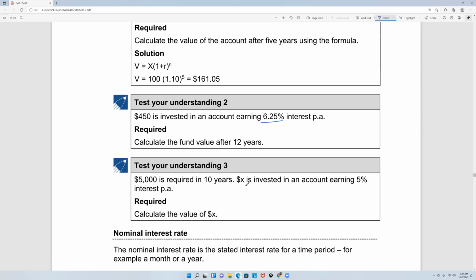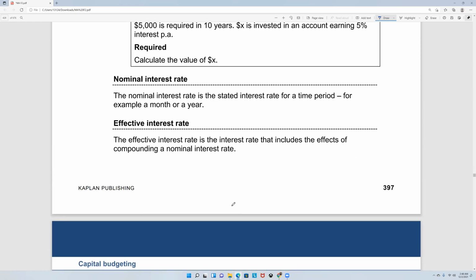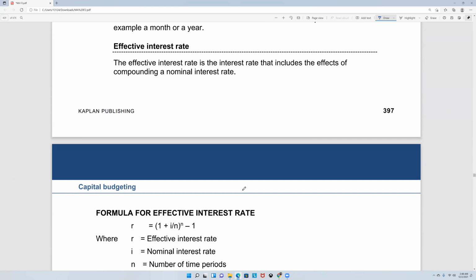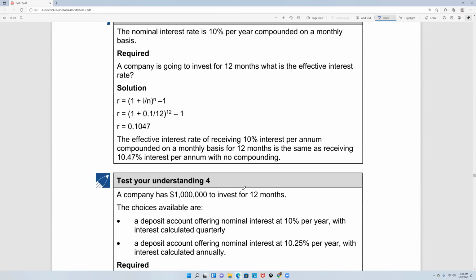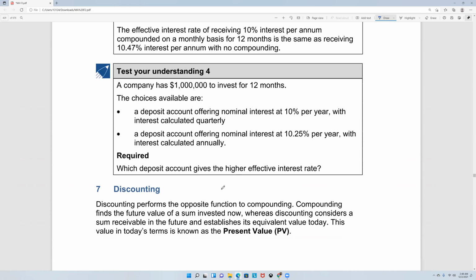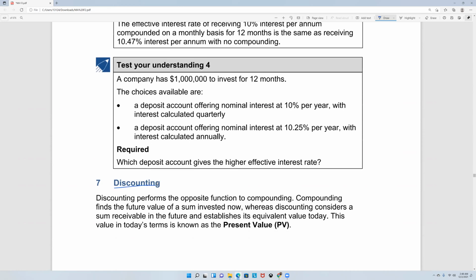$5,000 required in 10 years. A dollar amount is invested in an account earning 5% interest per annum. Calculate the value of dollar X. Now those are the simple interest, compound interest rate formulas which you guys can apply. I want to go towards the cash flow methods right now, towards discounting, where we calculate the present value.